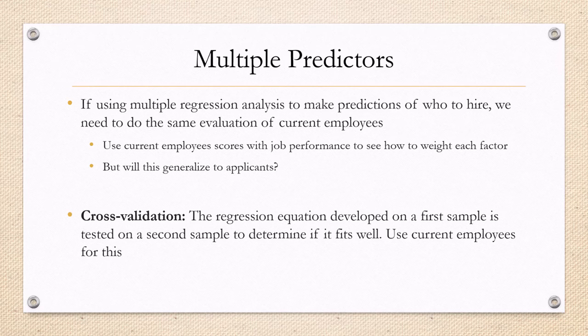So if we're using multiple regression analysis to make predictions of who to hire, we need to do the same evaluation of current employees. We do this because it will give us some information on how we should weight each factor. Like I said, it might be that communication is more important than some other factors, or it may be that technical knowledge is more important. To determine these weights, we look at our current population.